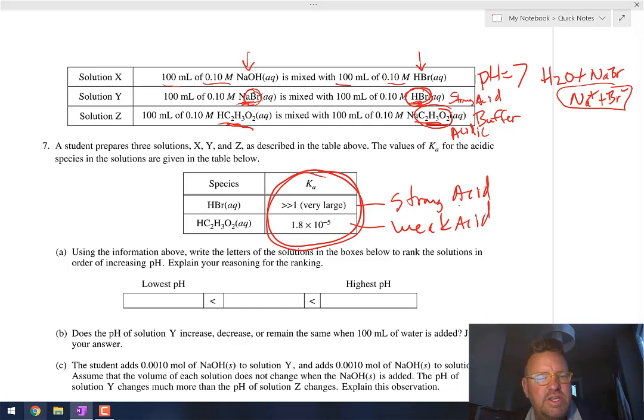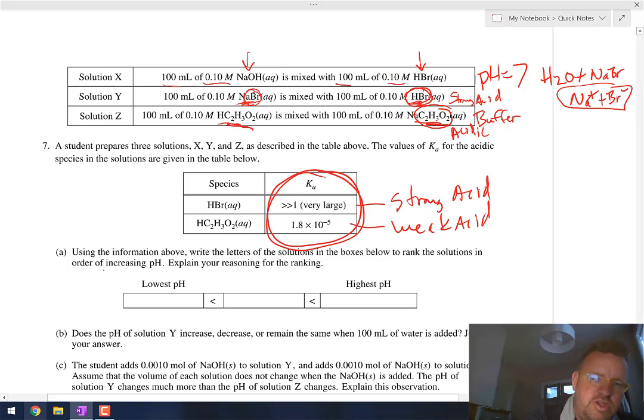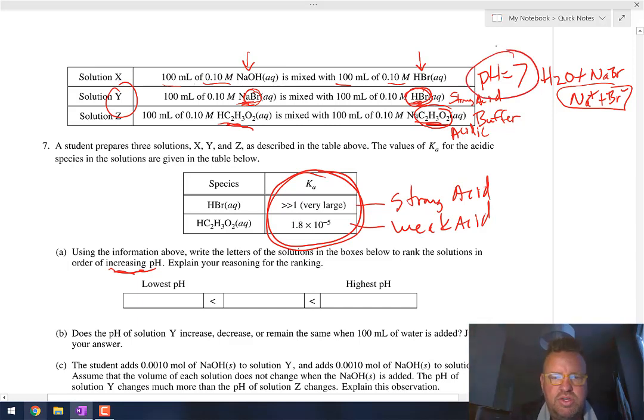So part A says, using the information above, write the letters of the solutions in the boxes below to rank the solutions in order of increasing pH. So we're going to start with the lowest pH and go up to the highest pH. Solutions Y and Z are both acid solutions, so we know they're going to have lower pHs than solution X. So right away, solution X is going to be our last one.